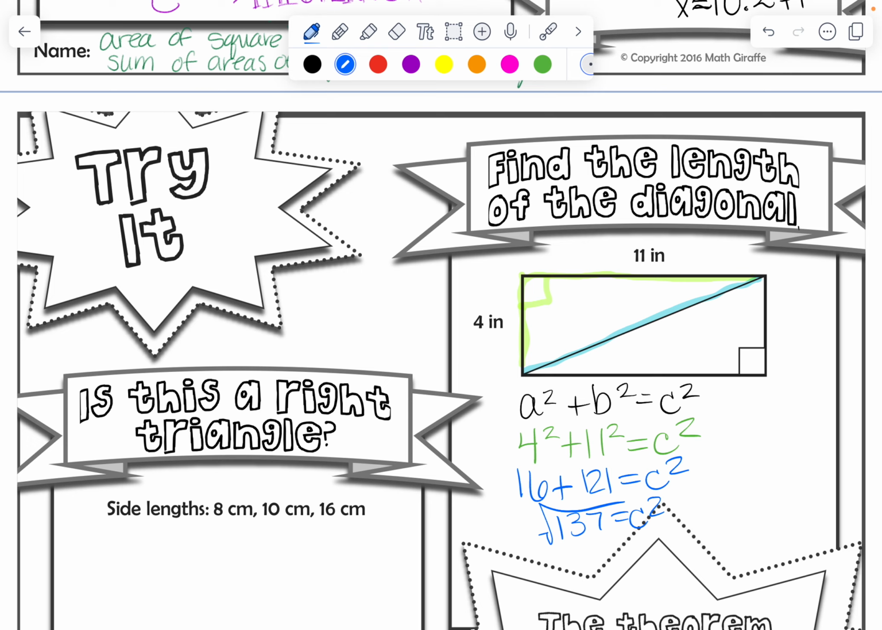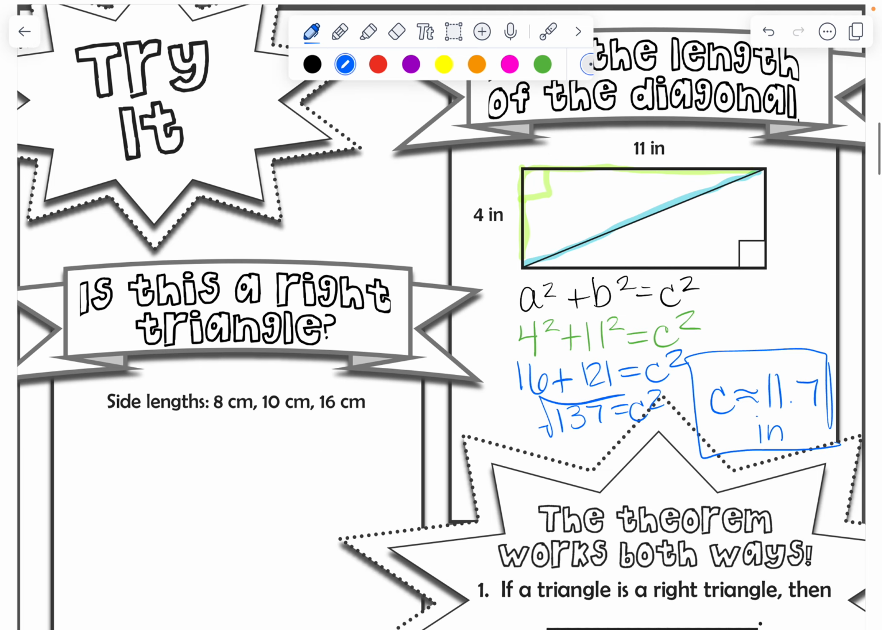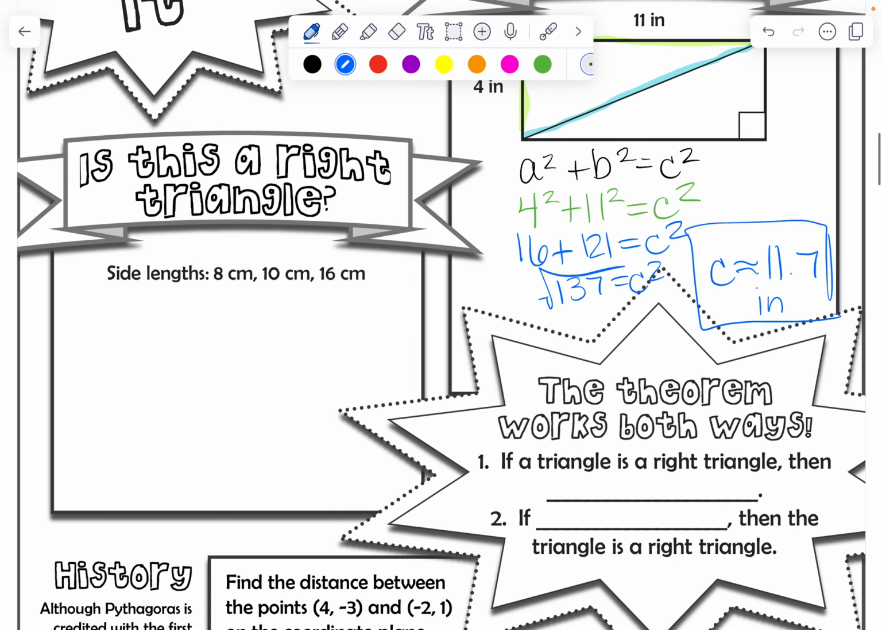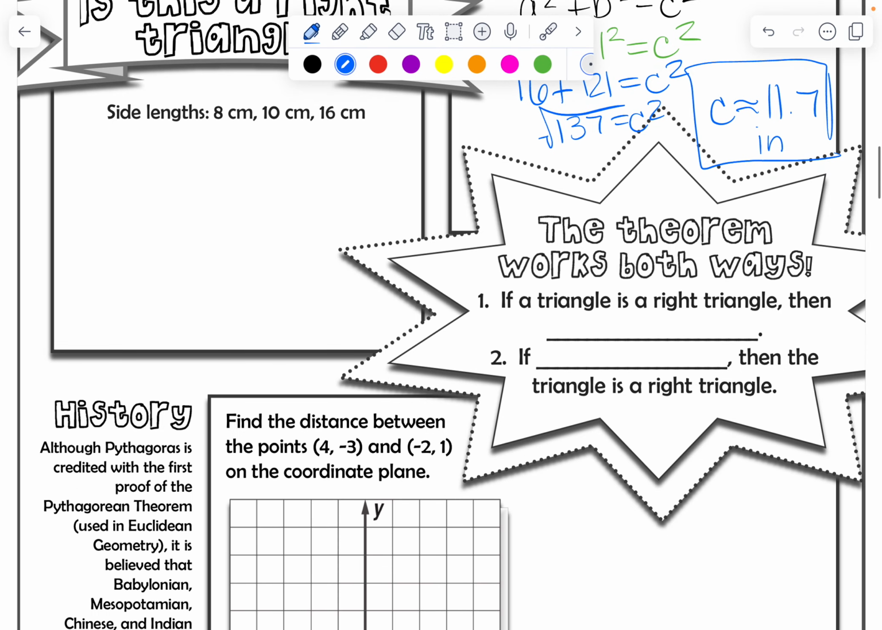So on this next part, the theorem can work both ways. So if a triangle is a right triangle, then we know that a squared plus b squared will equal c squared. And also, if that equation is true, so if the sum of the 2 shorter sides squares is equal to the longer side squared, then that triangle is a right triangle. So we can use that to figure things out. So here it says we have side lengths of 8 centimeters, 10 centimeters, and 16, and I want to try to figure out, okay, is this a right triangle?